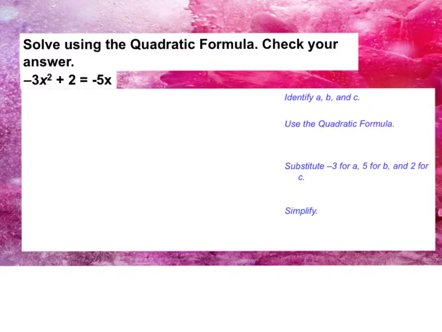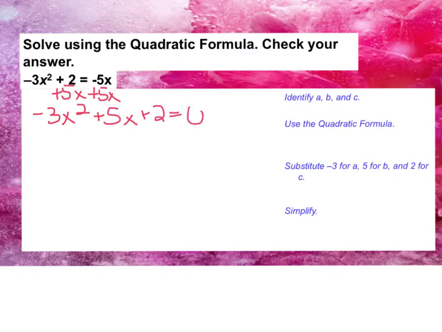Notice it's not in standard form, so my first step is to add 5x to both sides so I get the equation set equal to 0. And now I have negative 3x squared, and I'll put the plus 5x because it's my b term, which goes second, and then add 2, and that equals 0. I will identify my a, b, c. A is negative 3, B is 5, and C is 2.